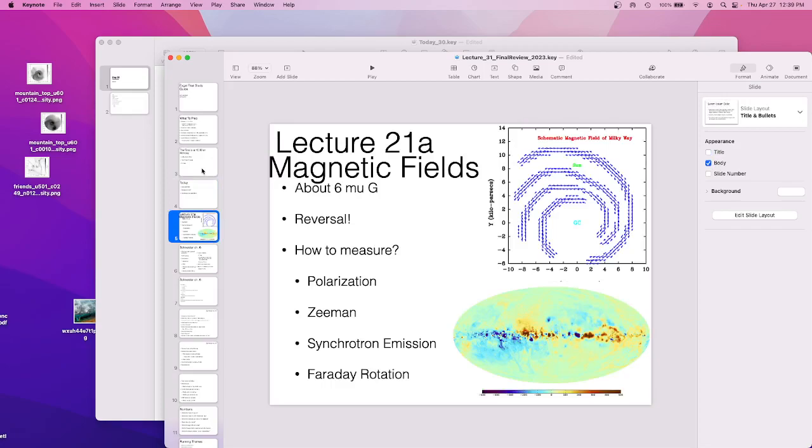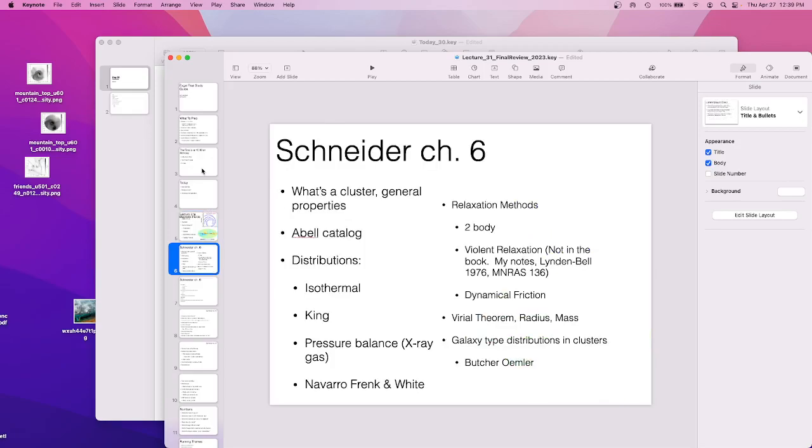Okay, I was going to delete this slide. I didn't spend any time on this. Okay, chapter 6. So we're going to start with the new stuff. The final is cumulative, so I'll ask stuff from the first half too. But I'll start with the new stuff since the midterm.